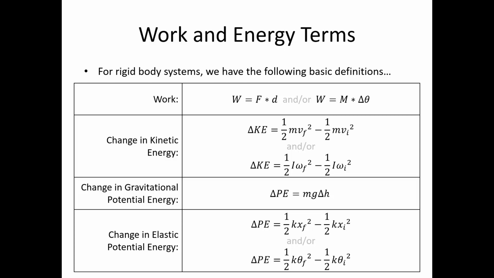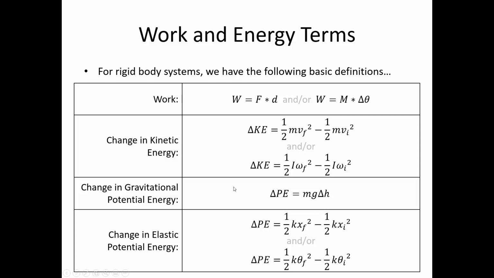If we have just translation, we'd use just the top. If we have a fixed axis rotation, we'd use just the bottom. If we're using an instant center, we'd also just use the bottom. If we have general planar motion where we have translation and rotation, and we're not using instant centers, we'd have both of these terms, translation and rotation, showing up in there.